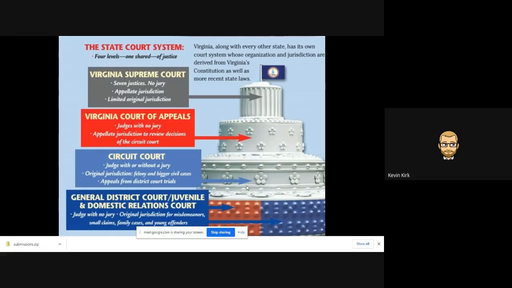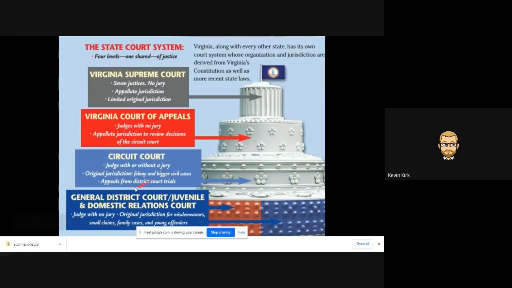The final thing that's within this court structure are family cases like divorces, child custody, and child support. Those cases would also go to juvenile and domestic relations court. Now, if these cases are going to get appealed in general district court or juvenile and domestic, they would go to circuit court first before going to the Court of Appeals.